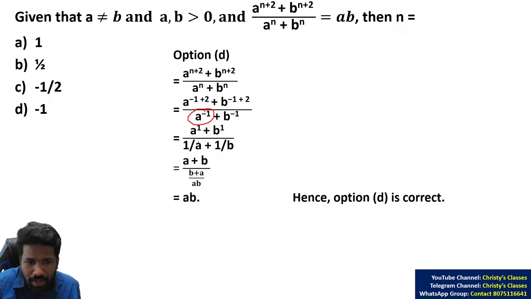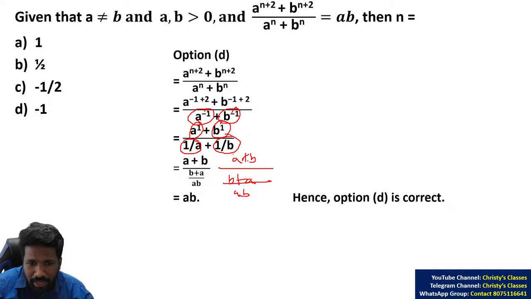So a raised to 1 plus b raised to 1 divided by 1 by a plus 1 by b. 1 by a plus 1 by b मतलब denominator में you can take LCM. a into b will be LCM, and this is b plus a. न्यूमरेटर में a plus b ऑलरेडी है, a plus b और b plus a सेम है ना. This a plus b will go to the top and that will be a into b itself. We need to get a into b ना.